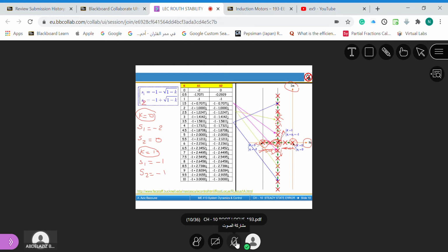And here we changed the values: minus 2, k is equal to 0, 0.5, 1, 1.5, 2, 2.5. The values of k are changing here, and the values of S1 and S2 are changing here. You see, the amazing thing is they have the same negative real value each time. So the poles will be lying on this axis.